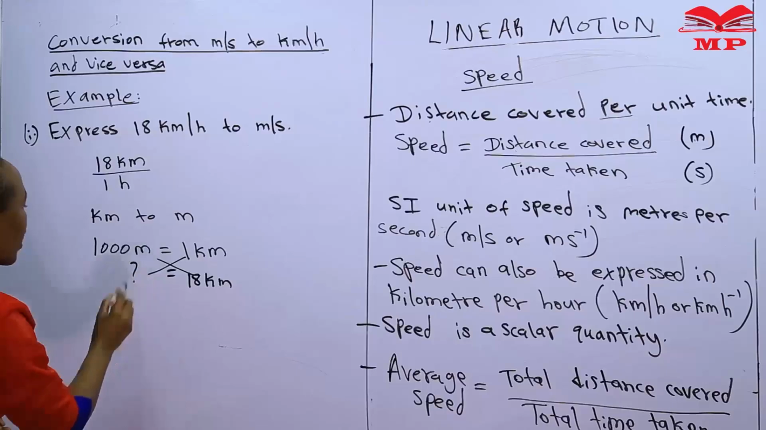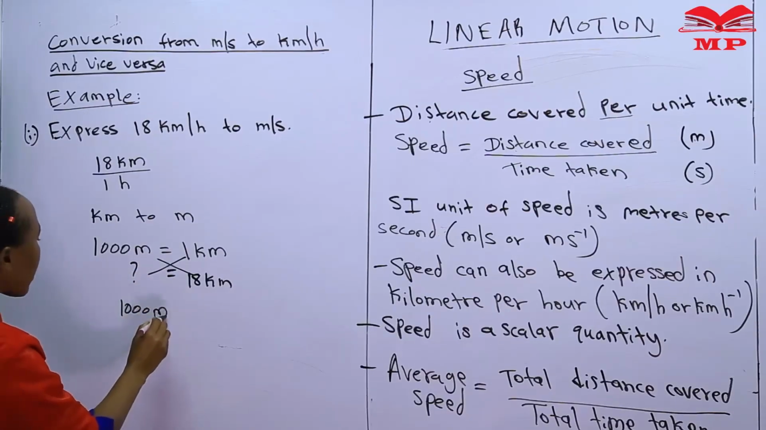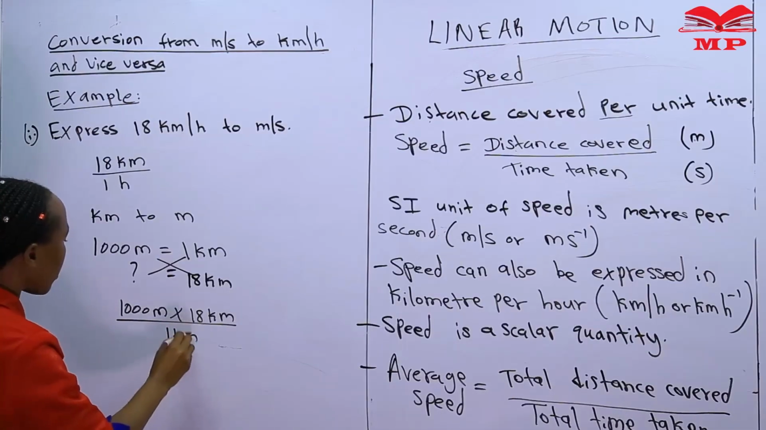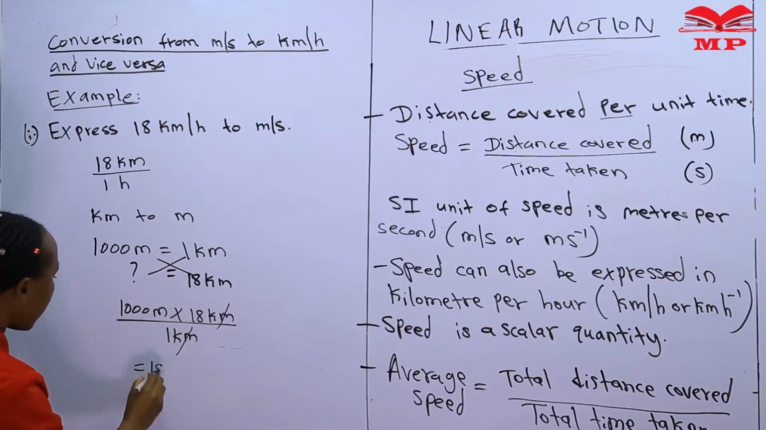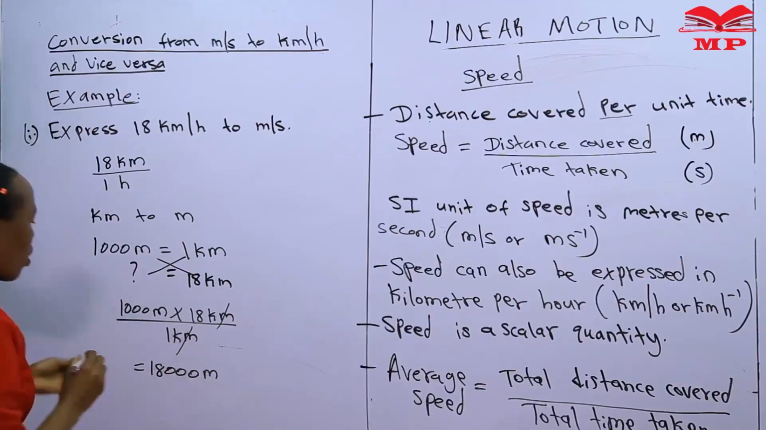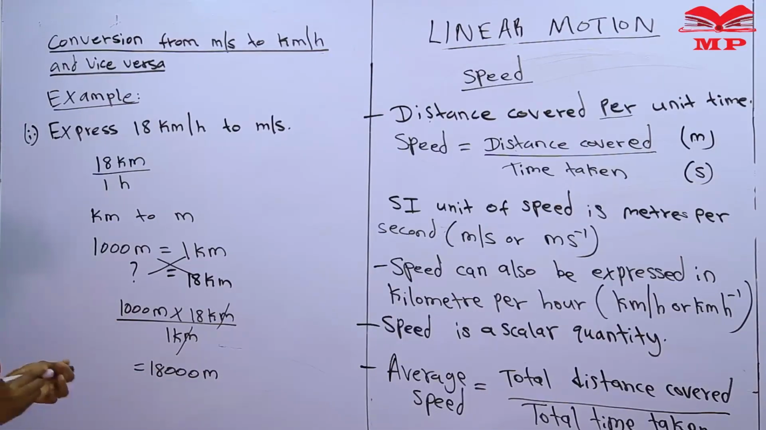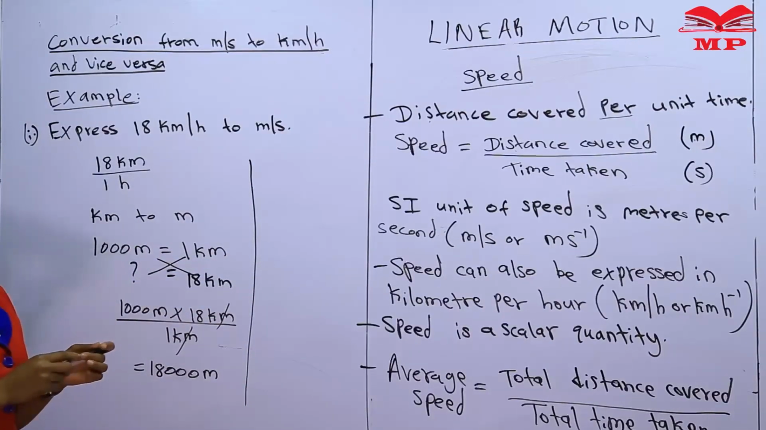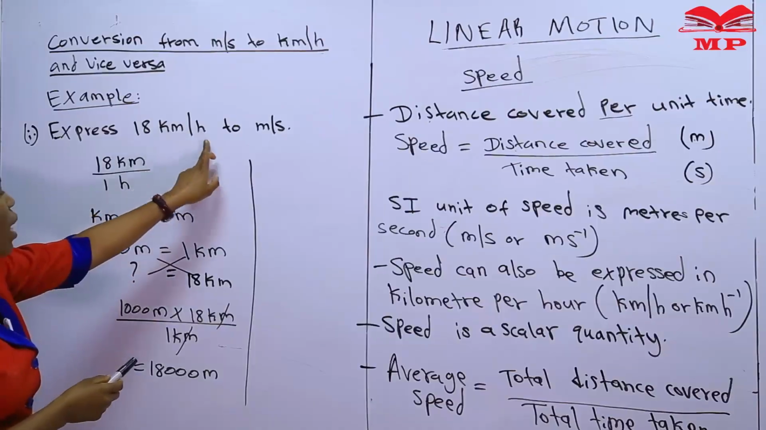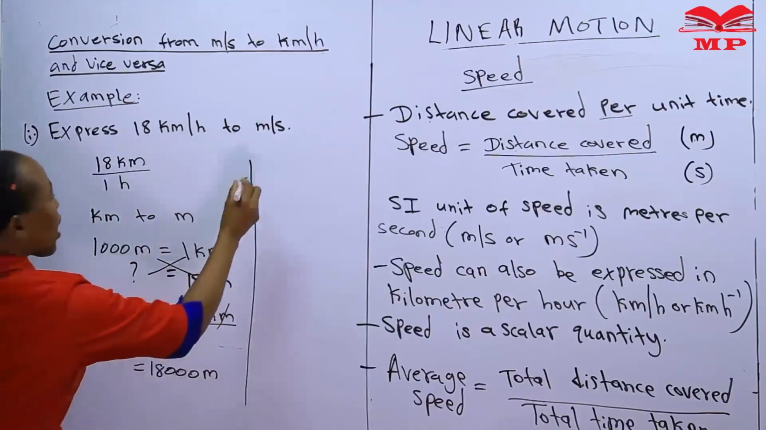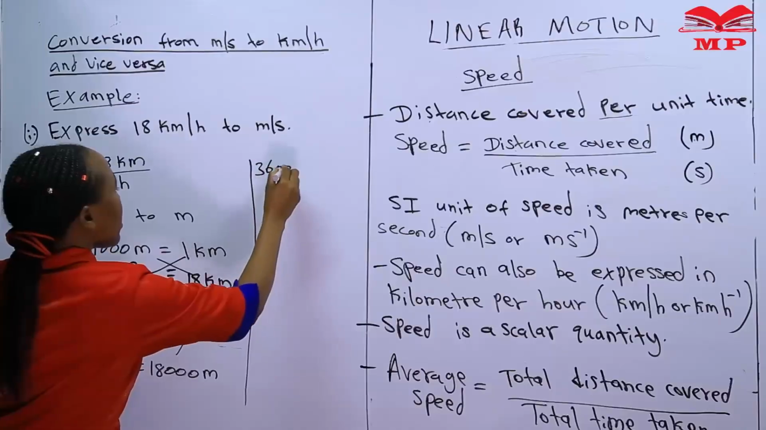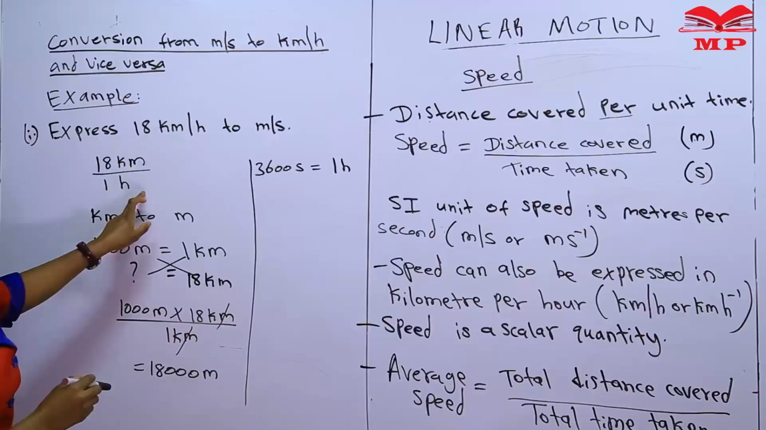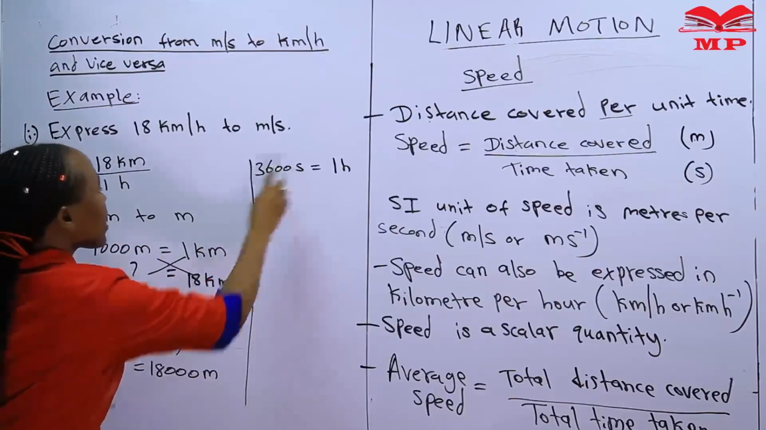So we cross multiply this. We are going to have 1,000 meters multiplied by 18 kilometers. We divide by 1 kilometer. These kilometers will cancel, so we get 18,000 meters. So we have the 18,000 meters. Then we move ahead and convert the hours into seconds, because we want to convert kilometers per hour to meters per second. And again, we know very well that 3,600 seconds is an equivalent of 1 hour. So in 1 hour, therefore, we have 3,600 seconds.